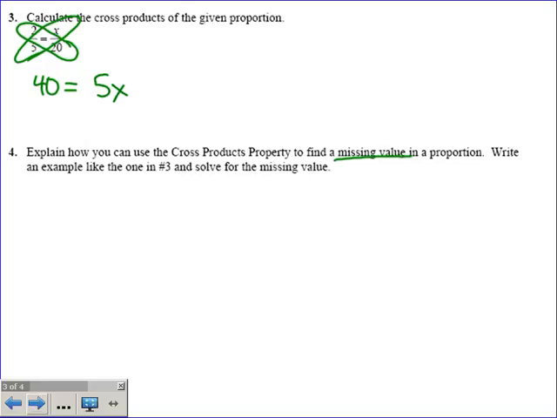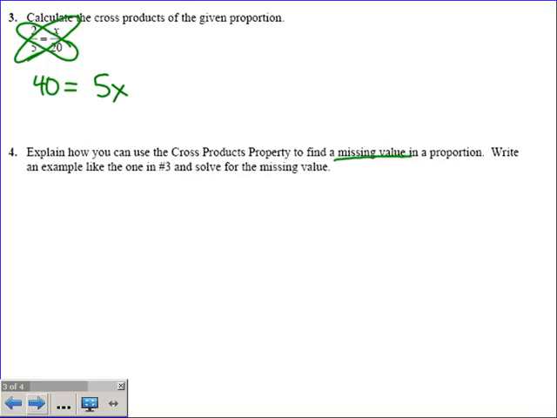Change it. And after you're done changing it, it does say write an example like the one in number 3 and solve for the missing value. And you can make up anything. As long as it's a true statement, it should be fine. You're going to write some example, and you'll solve it.